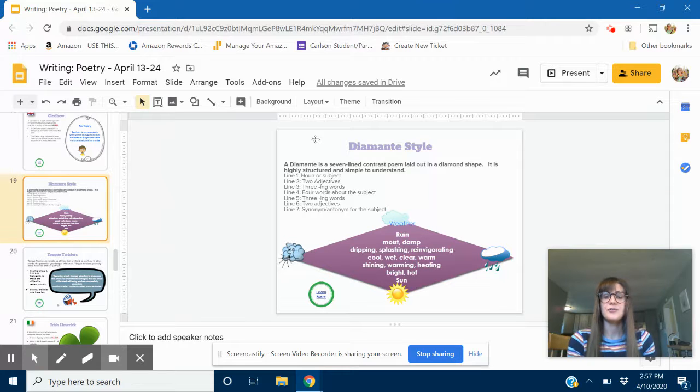So let's read this poem here. Rain, moist, damp, dripping, splashing, reinvigorating, cool, wet, clear, warm, shining, warming, heated, bright, hot, sun. See how it changed from rain to sun? That's pretty neat. Let's go on to slide 20.